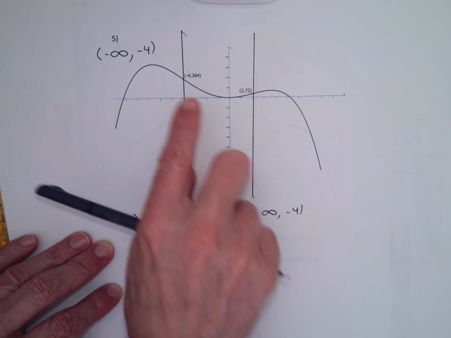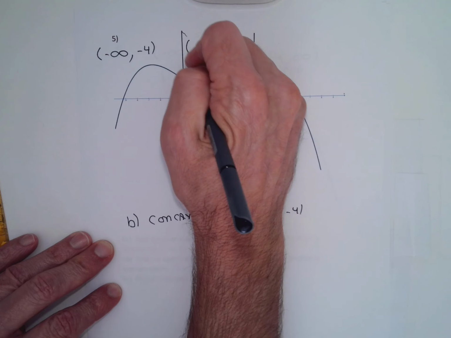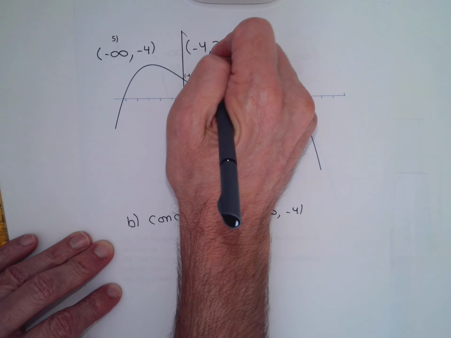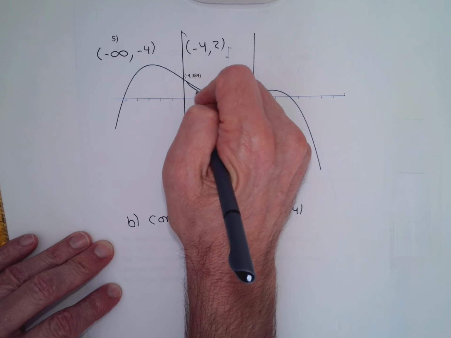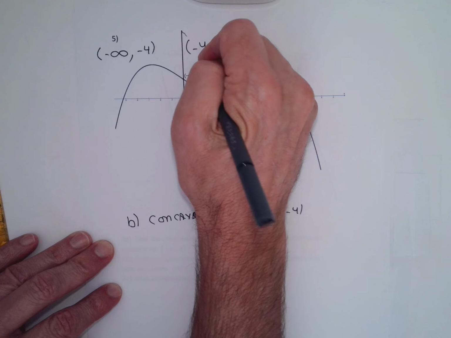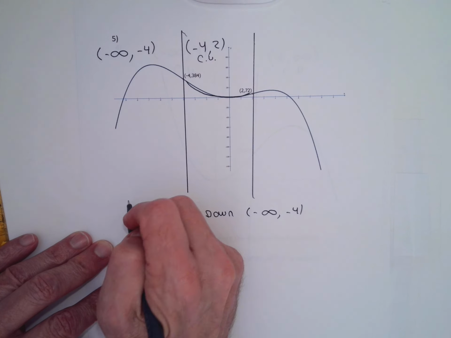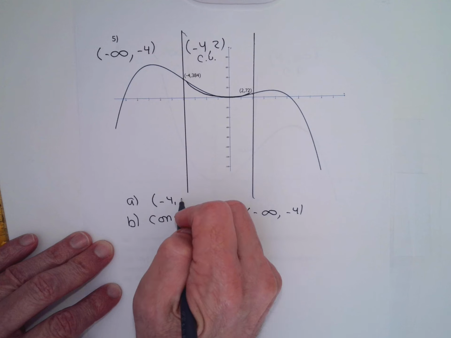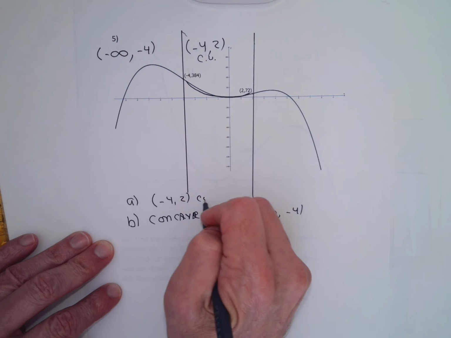The next region goes from the x-coordinate of the first marked point, which is negative 4, to the x-coordinate of the second marked point, which is 2. And this is decreasing and then increasing, but it's always bent up. This is a concave up interval. My answer to part A of number 5 is going to contain that interval from negative 4 to 2, where it's concave up.